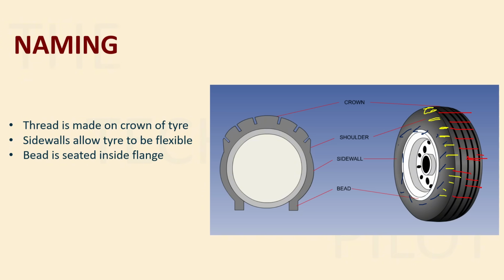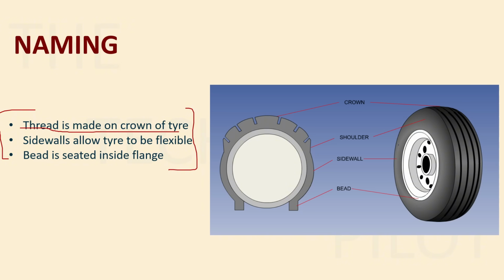And what is bead? We'll see bead in the next slide, but you need to remember these points. The first one is that the thread is made on the crown of the tire. So what is a thread? A thread is nothing but these lines that you're seeing on your tire, no? These are your threads, and they are not just made to make the tire look more fancy, but they have a special purpose with aquaplaning and hydroplaning that we'll see shortly in this lecture.